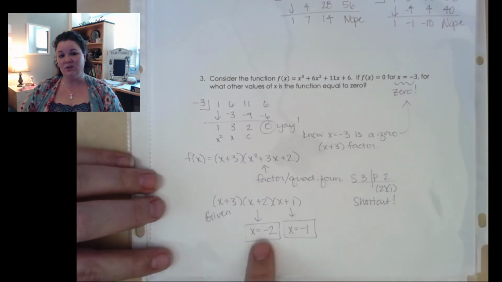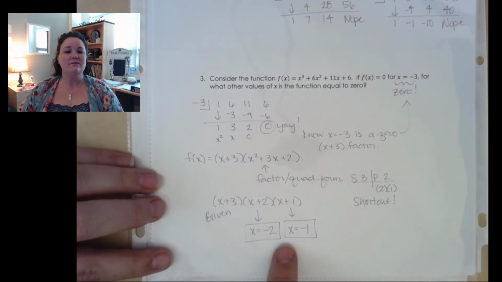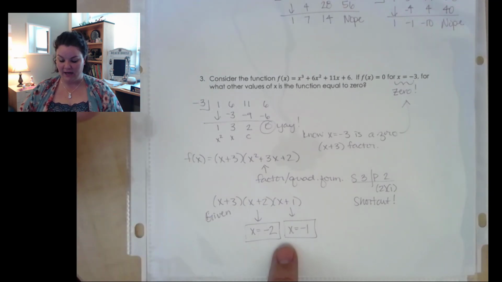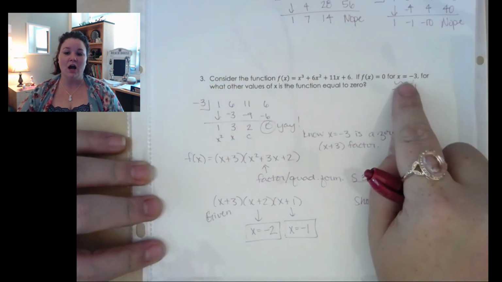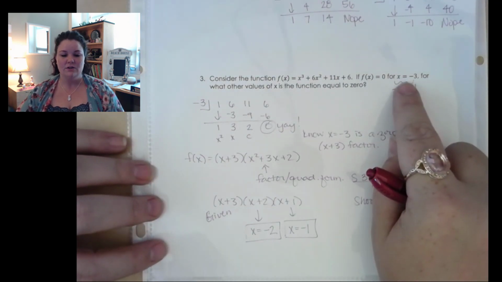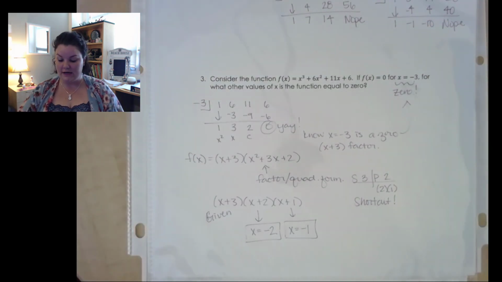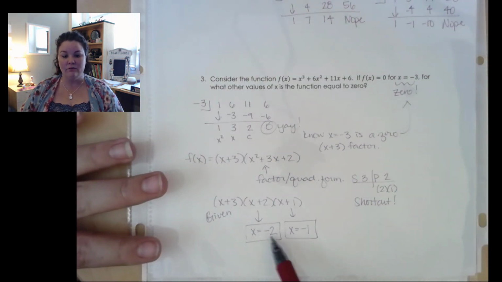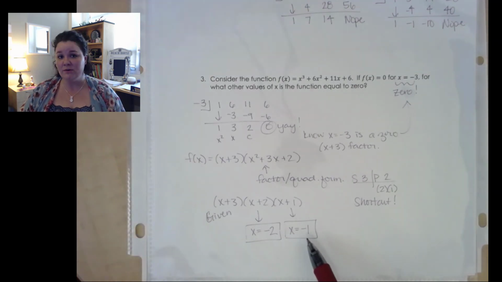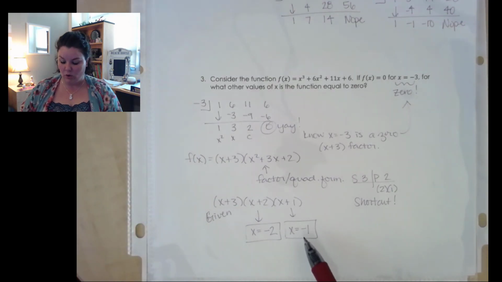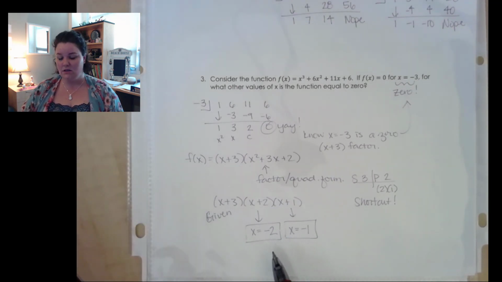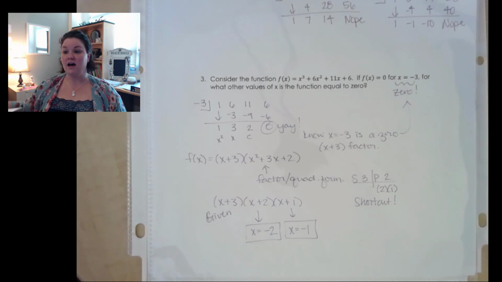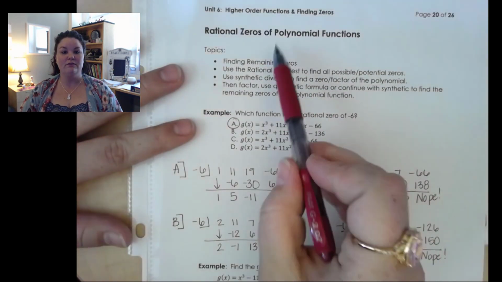Now notice I only circled -2 and -1. That's because if you get one like this on your homework assignment, they are asking you to find the other values of x, right? So they're assuming you're not going to enter this one because that one was given. So the actual zeros here are -3, -2, and -1. But if one of them is given to you and they're just saying, hey, find the other ones, then you're only going to put in the 2 that you solved for, okay, not the one that was given. Does that make sense? All right, so that is the end of rational zeros of polynomial functions.